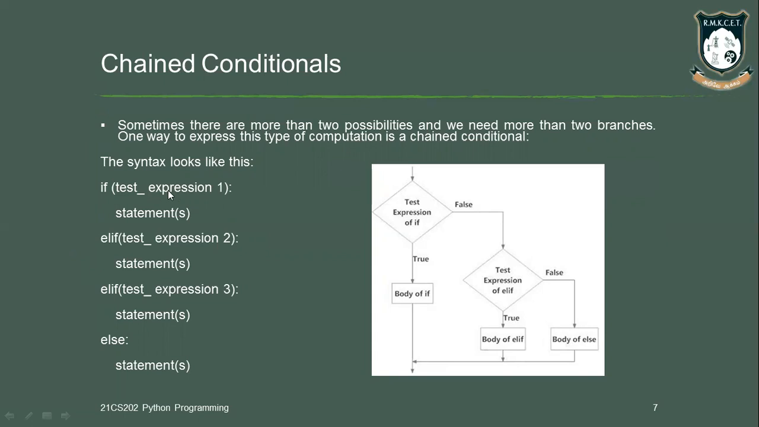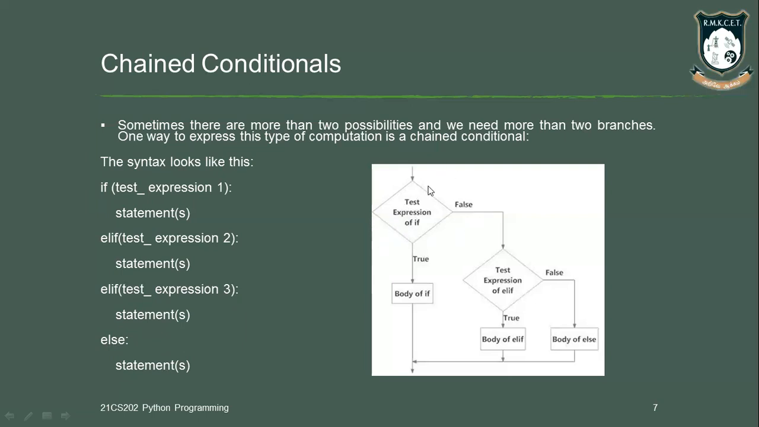If the first condition is true, it will just read the statement. Elif is nothing but else if, and then it will check for the next condition. If this condition is true, then it will read the statement. And then coming to the third one, elif, this expression 3, the third condition. If this condition is true, it will read the statement. Else, it will come to the else block.